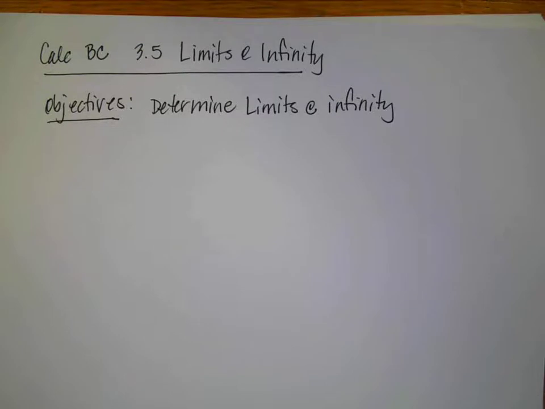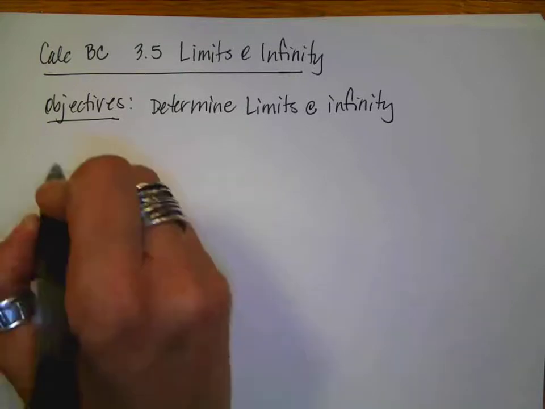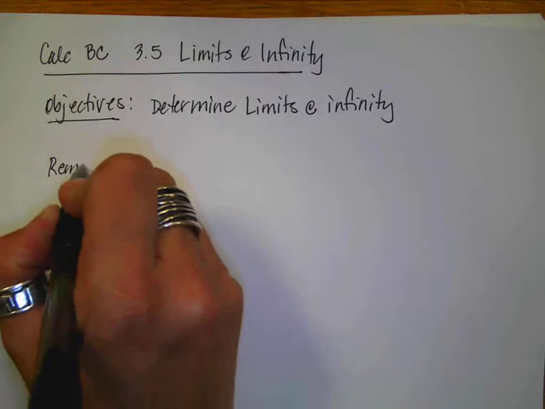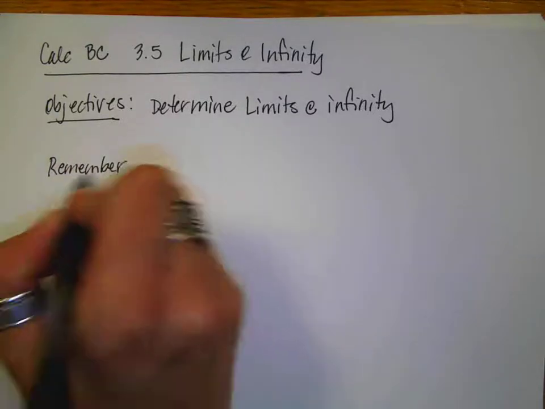Hello, ladies and gentlemen. We're going to do 3.5 today. We're going to be talking about limits at infinity. So our objectives are that we're going to determine our limits at infinity. That's unique. Alrighty. So what I want to talk about is I want us to remember end behavior.